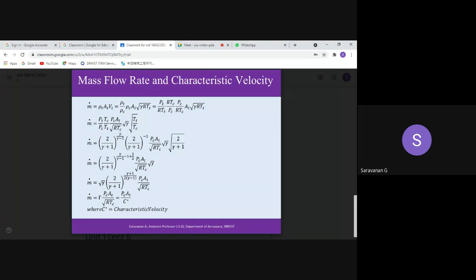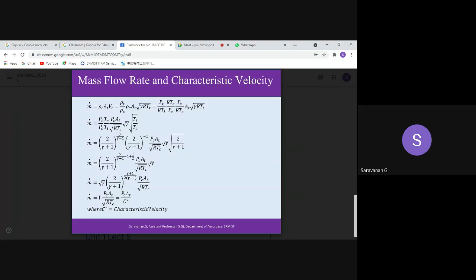Again, I have another simplified form, using one term called capital gamma. In that last expression, the gamma terms together are termed capital gamma. Wherever we have the gamma term, root gamma into 2 by gamma plus 1 into gamma plus 1 by 2 into gamma minus 1, all the gamma terms together are termed capital gamma. That is a simplified form.